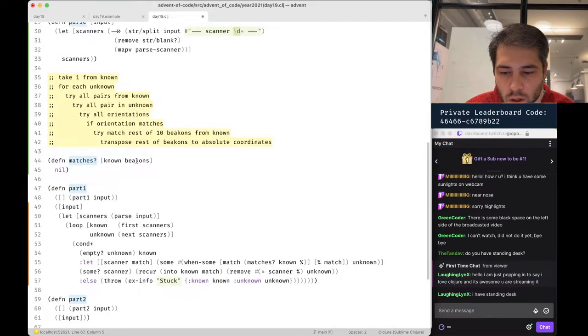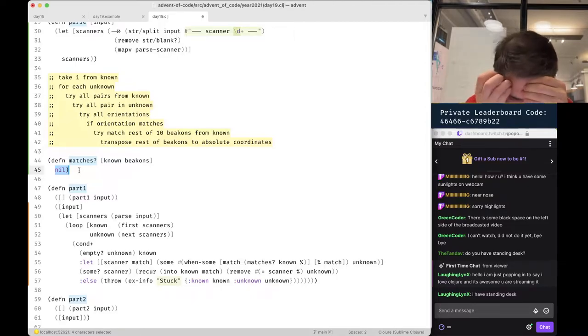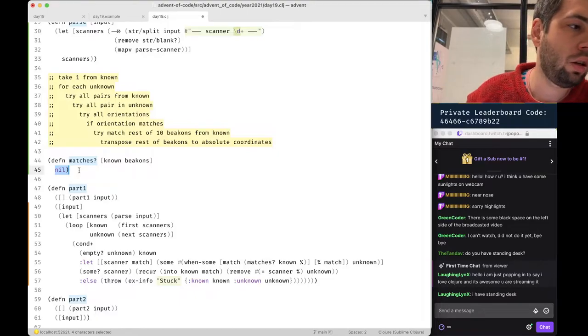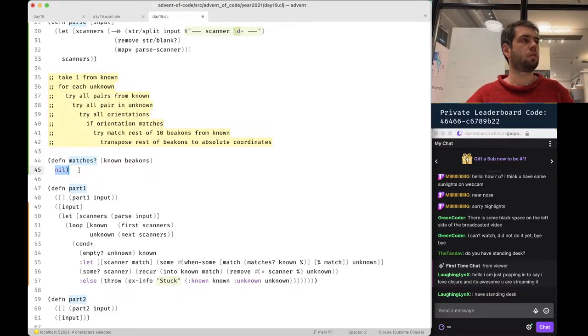What do we do? So now we have to figure out if we match anything, right? Basically, we need first to establish orientation and then see with that orientation how many other beacons can we match. The problem here is we don't have loops, but yeah, who cares about that, right?